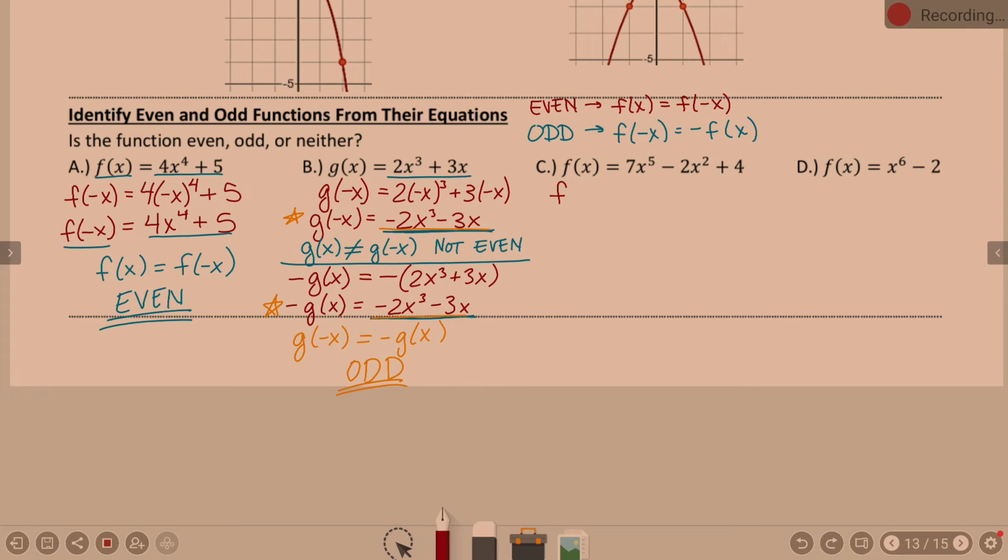So they provide f of x, f of negative x. Every place I see an x, it becomes a negative x. So 7 times negative x to the fifth minus 2 times negative x to the second plus 4.